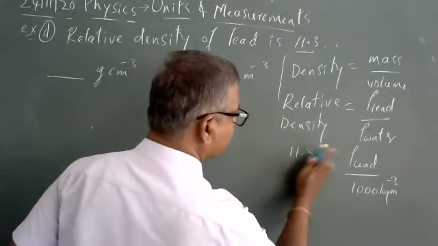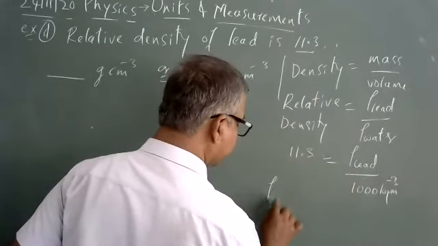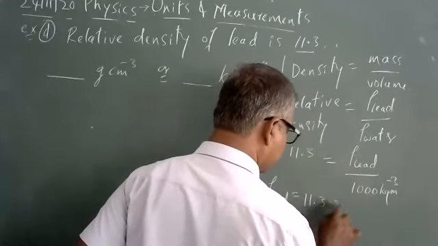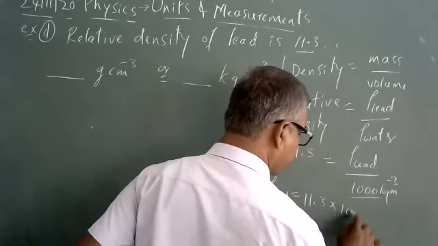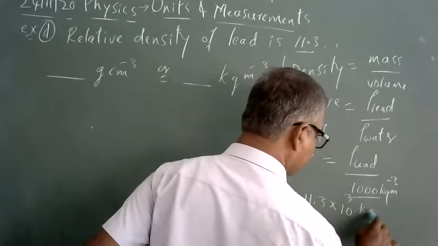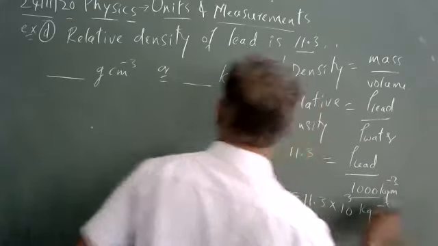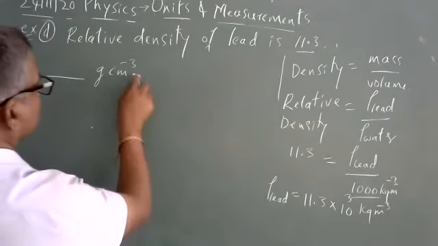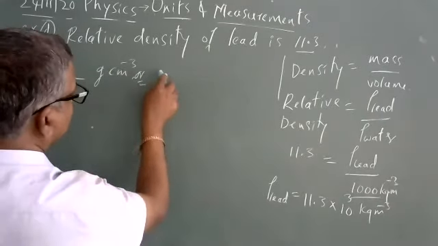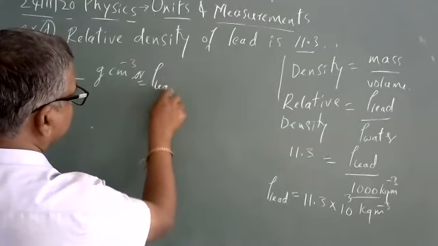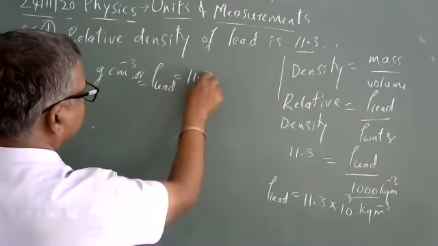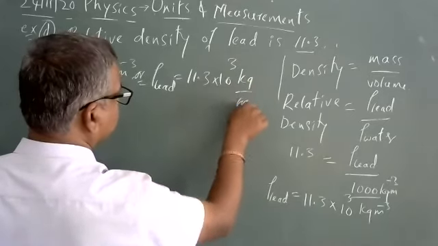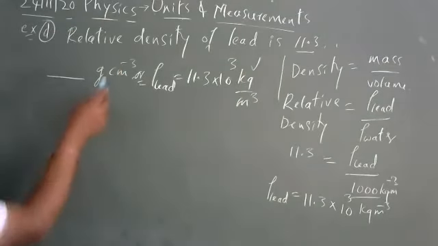So I want the density of lead. Now density of lead is equivalent to 11.3 into 1000, that is 10 raised to 3 kilogram per meter cube. If somebody asks me what is this answer, I can easily write here, density of lead is equivalent to 11.3 into 10 raised to plus 3 kilogram per meter cube. The first part is over. Now you want this.